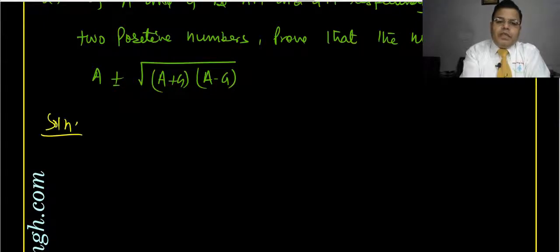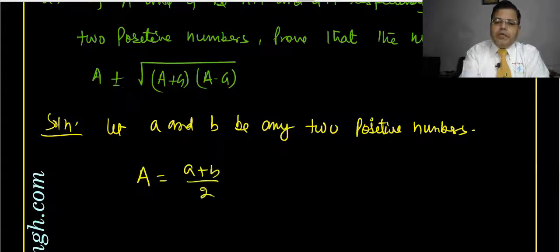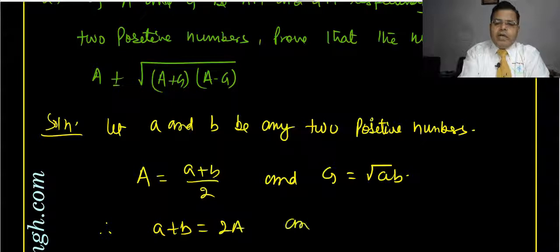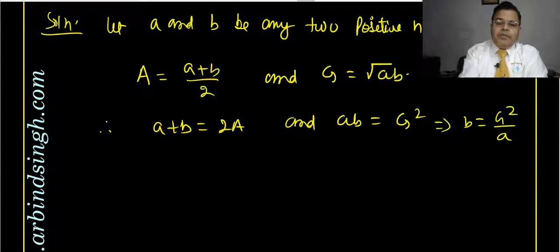For the solution we can start: let a and b be any two positive numbers. So what will happen? Arithmetic mean A is equal to (a plus b) by 2, and geometric mean G is equal to under root ab. Using the same, therefore a plus b is equal to 2A and ab is equal to G square. I hope you got it. Now we have to calculate the value of a, and this b can be written as G square by a, and putting the value of b here, we will have a plus G square by a is equal to 2A.